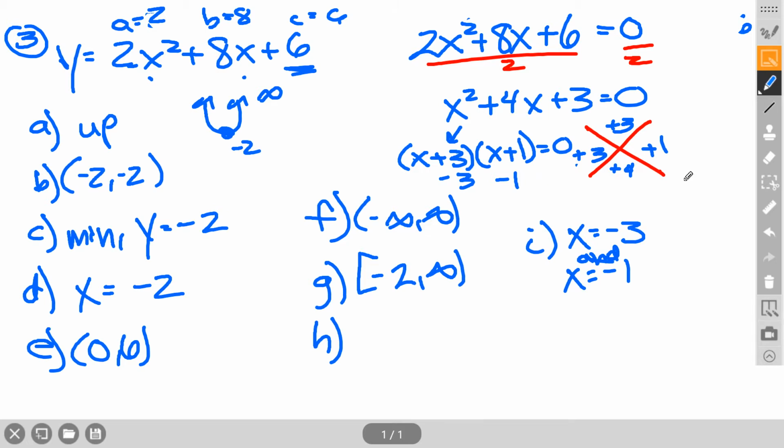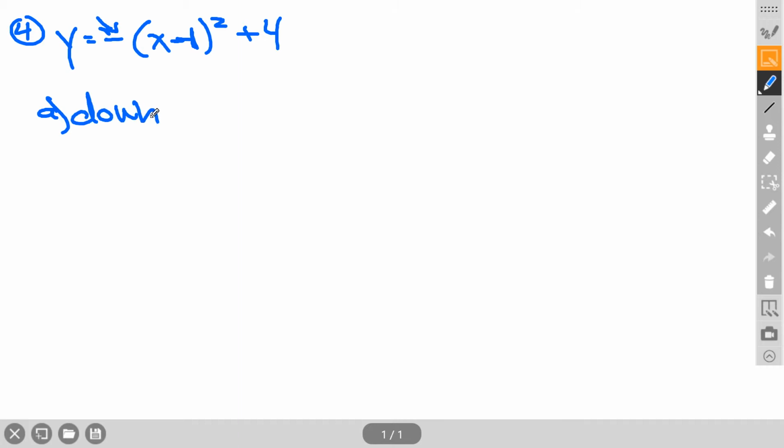All right. Number 4. Number 4 is in vertex form: negative (x minus 1) squared plus 4. This is in vertex form. Letter A. Is this opening up or down? Well, the negative sign out front is the A value. A is negative, so this opens down. B. The vertex. Well, since this is in vertex form, h and k, h is 1 because it's x minus h, and k is 4, so my vertex is 1, 4.